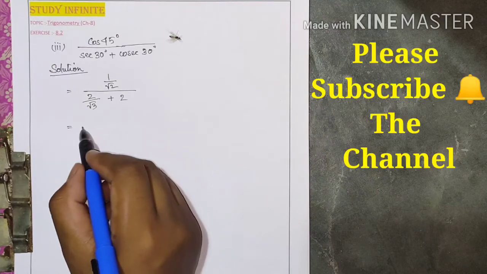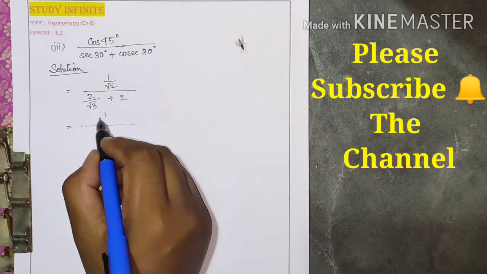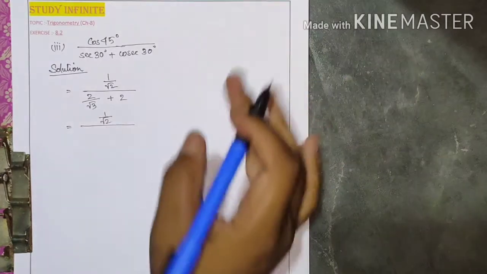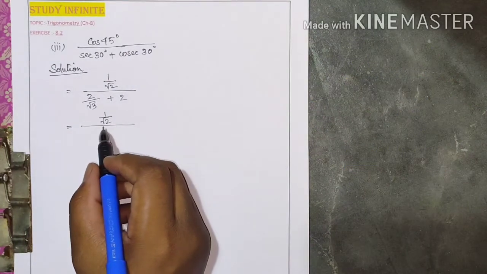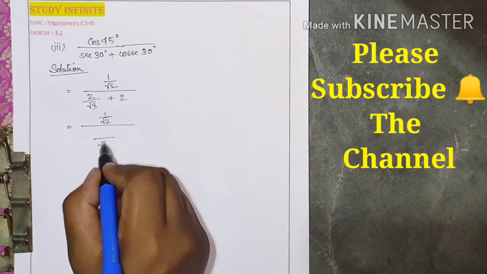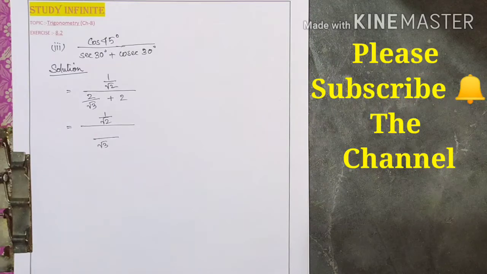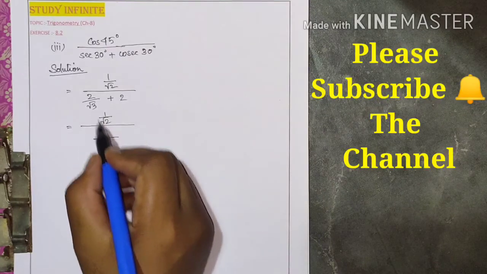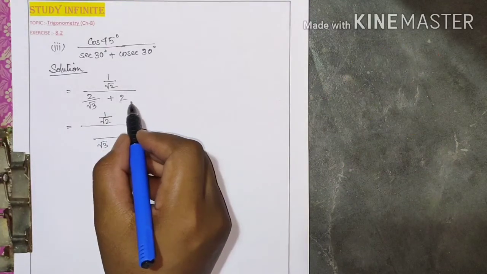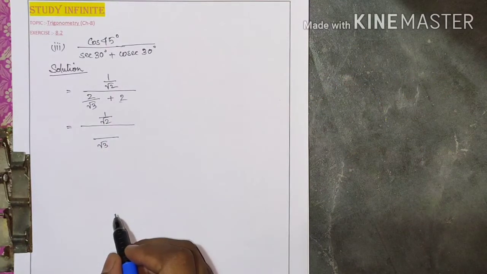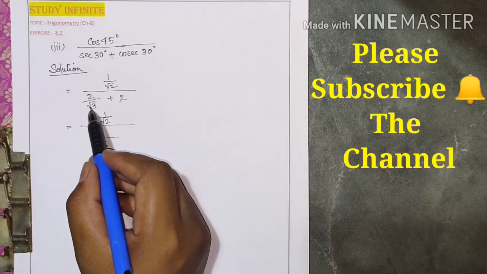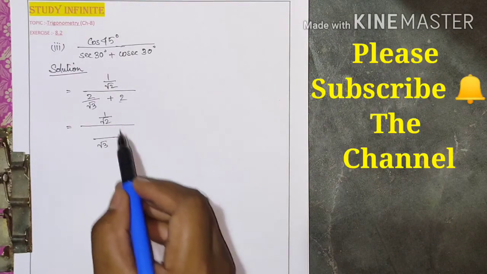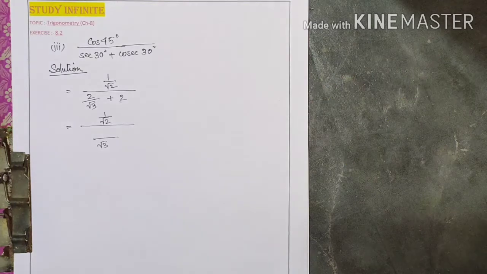Now in this step, what we do, simply we will take LCM. So what will be the LCM? It will be root 3. In the previous video, I told you how to take LCM. So we took LCM. In the denominator part there is 1. So we will divide root 3 by this root 3. What do we get? We get 1.